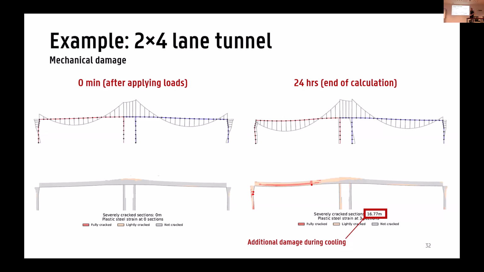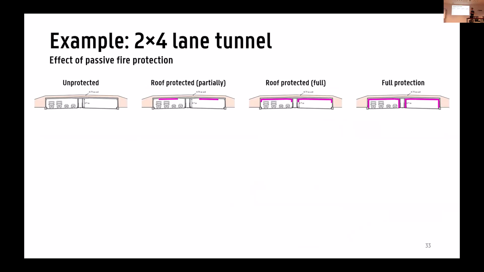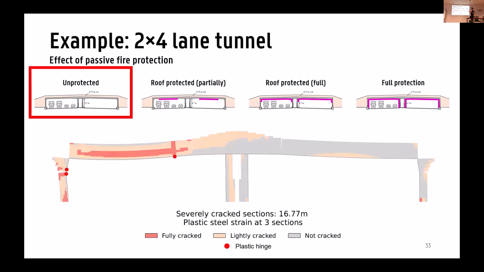So now we have this tool. What can we do with it? Basically, what we can do in this case is look at the effect of passive fire protection. This tunnel today has no protective measures, so it's fully bare concrete. But the owner is looking to protect it because there are also some issues with spalling. So if we first look at the unprotected case, which is the one I presented before, we get again this graph, a lot of cracking, and some plastic hinges.